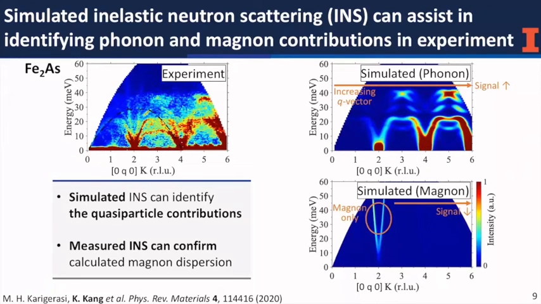Simulated magnon contribution shows a unique Q dependence. Opposite to the phonons, magnon signals get weaker with increasing Q vectors. And this feature is also shown in experiments, so this signal is hard to be found at Q equals 4. So in conclusion, simulated inelastic neutron scattering can help identify the phonon and magnon contributions in measured signals. At the same time, the measured inelastic neutron scattering can confirm the feasibility of first principle magnon dispersion calculations too.